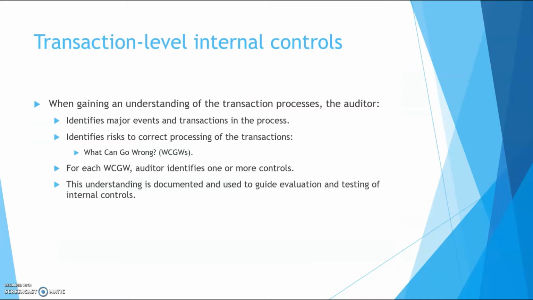So, when gaining an understanding of the transaction process, the auditor will identify the major events and transactions in the process, identify risks to the correct processing of the transactions. We call these what can go wrong. And we'll touch on this very shortly around how this actually comes together. For each what could go wrong, the auditor will identify one or more controls, and this understanding is documented and used to guide evaluation and testing of internal controls. So, this is going to come together best using an example.